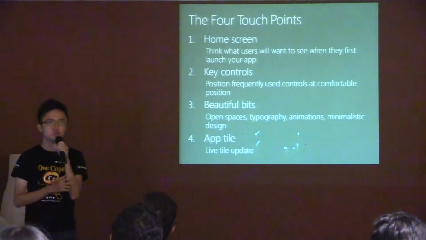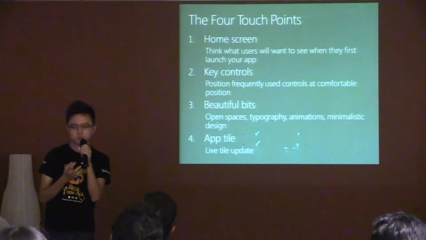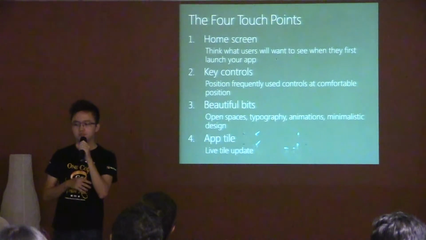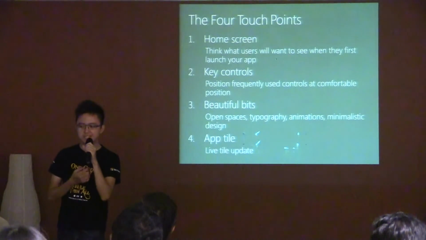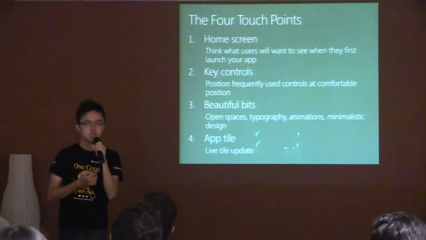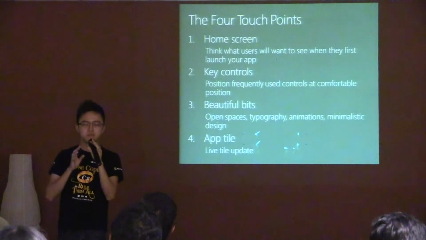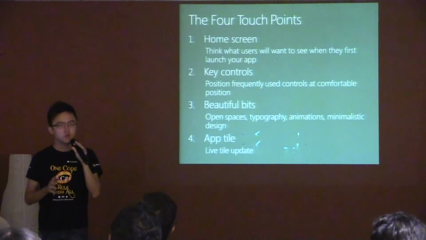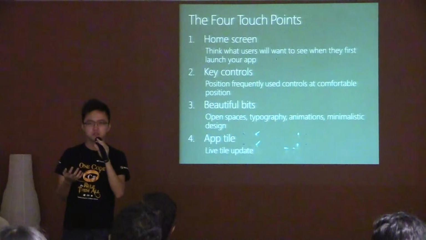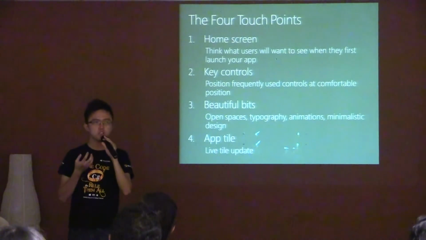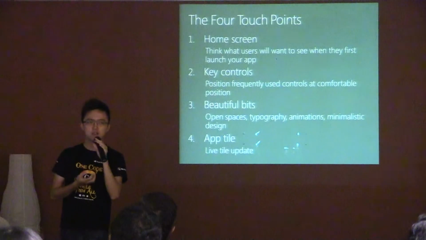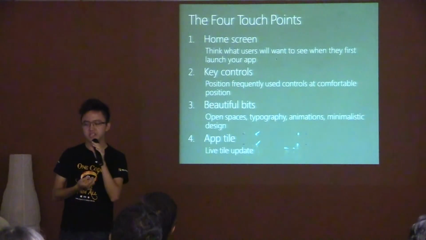Okay, there will be four touch points which are very important in Windows Phone. The first is the home screen. The home screen is the landing page, right? You have to think of what the user wants to see when you first launch the application. This might be a little bit different from other platforms because Windows Phone is all about the content. Like what kind of stuff you want to display to the user, what kind of things the user wants to learn more about, right? They open the screen, they will know how to execute, how to run an application.